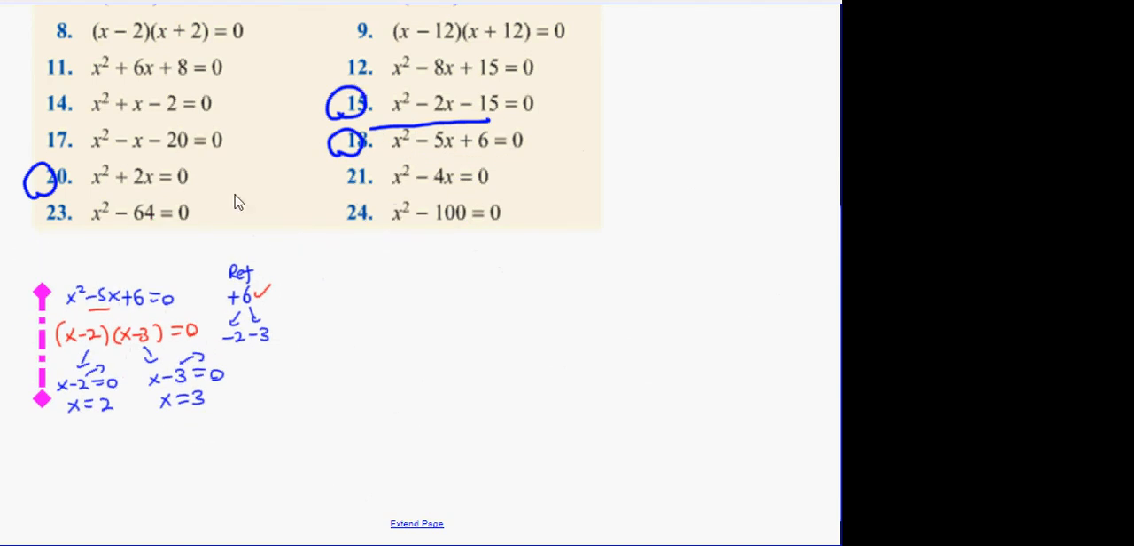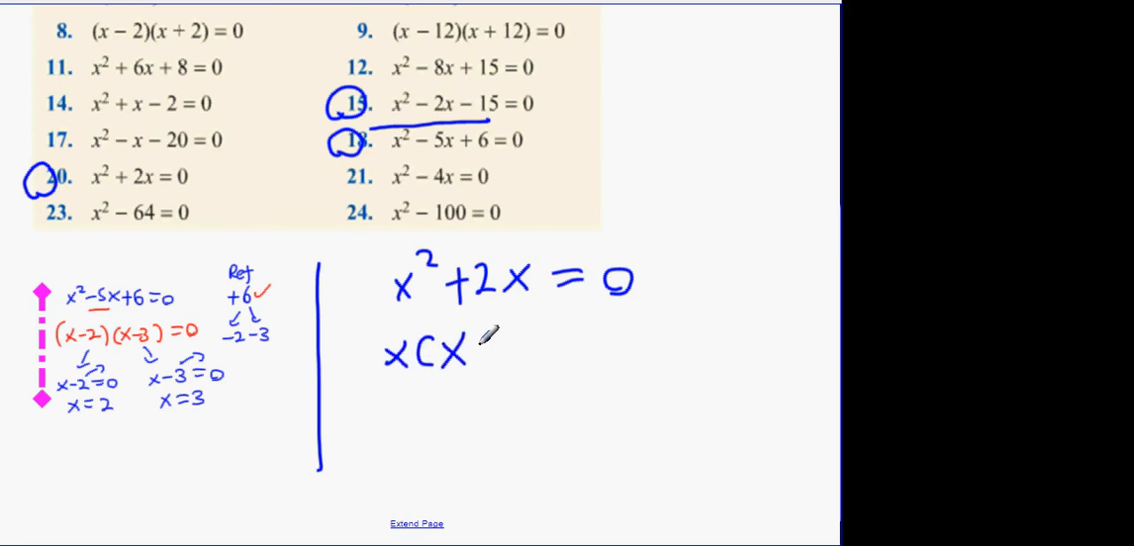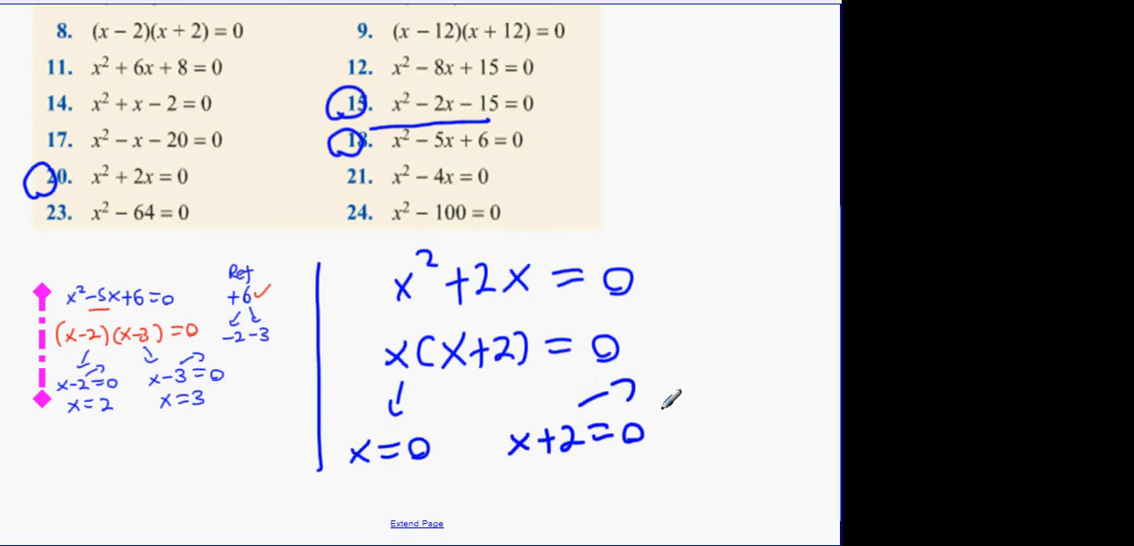Okay, so number 20. x squared plus 2x equals 0. So what do we get now? Go on, Joey. So x bracket x plus 2, equals 0. Well done. And the first x, so x equals 0. And then x plus 2 equals 0. And as Joey said, bring over the 2 to the other side and we get minus 2.